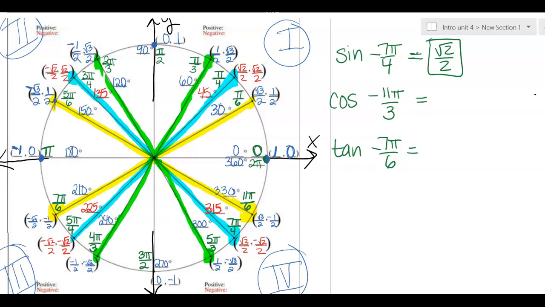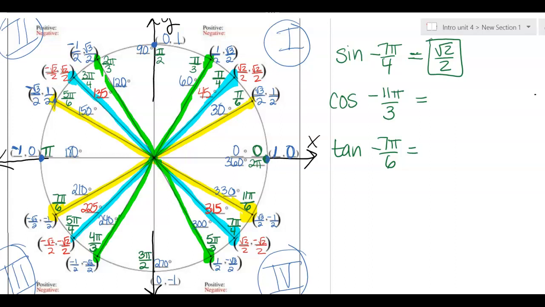If you count by thirds, be careful. What are you counting by if you count by thirds? If I count by pi thirds, 60s. Make sure you're actually making 60-degree jumps as you count. So if I go 1 pi over 3, and then I go 60 plus 60, do I land at 90? No, okay? 2 pi over 3, 3 pi over 3, 4 pi over 3, 5 pi over 3, 6 pi over 3, 7, 8, 9 pi over 3, 10, 11 pi over 3.